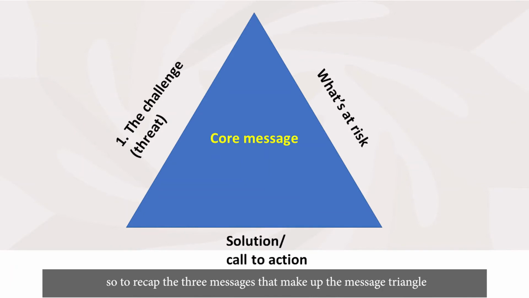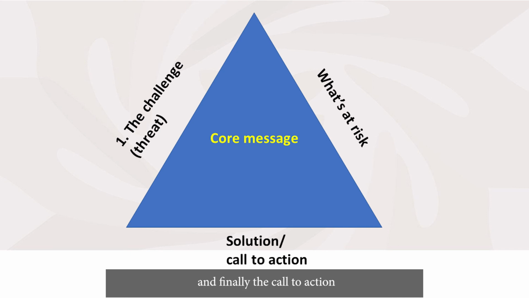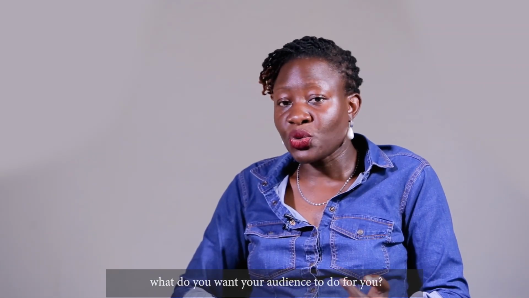So to recap the three messages that make up the message triangle, your first message can be the challenge that your science is addressing. The second message can be about what is at risk if the status quo doesn't change, and finally, the call to action. What do you want your audience to do for you?